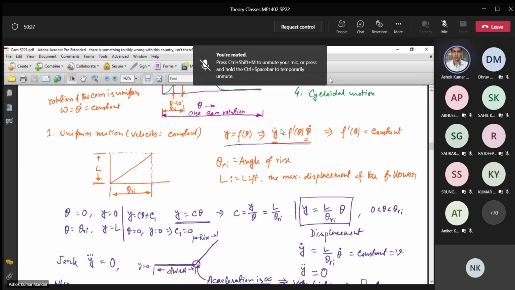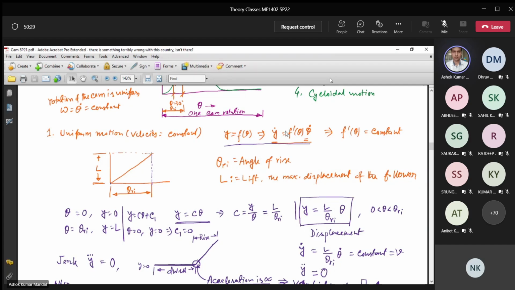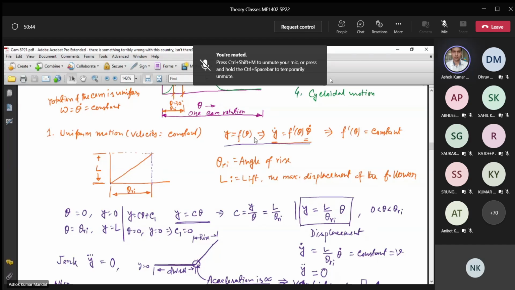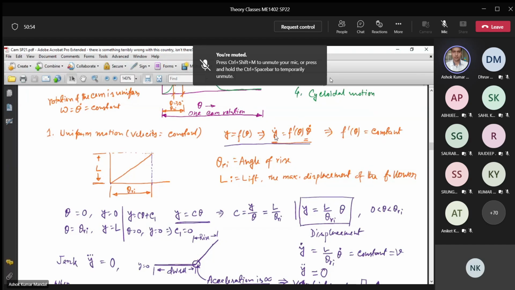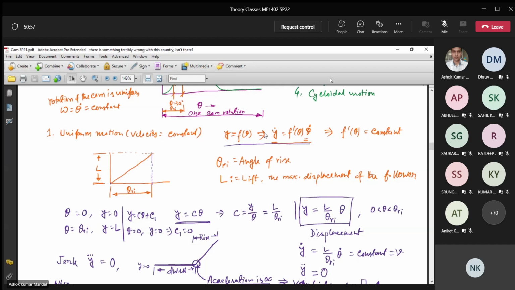Let us take this f dash theta, which is a constant, and designate it by the symbol c. So our equation is y dot equals c into theta dot. Now we want to go back to the relation and find out y. So let us start from here: y dot equals c into theta dot. Both of them are constant on the right hand side.